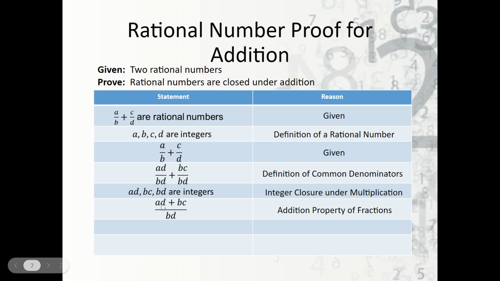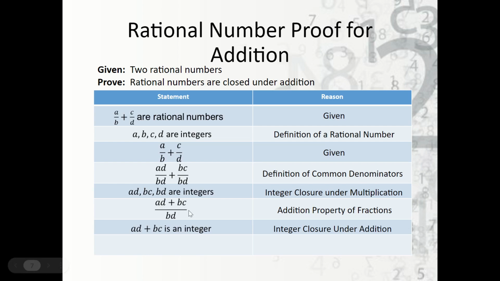Now the question is, is AD plus BC an integer? Well, it is an integer, and we know that because of integer closure under addition. So anytime we add two integers together, we know that we end up with another integer. So we already stated that this was an integer and this was an integer. We add them together, we get another integer.